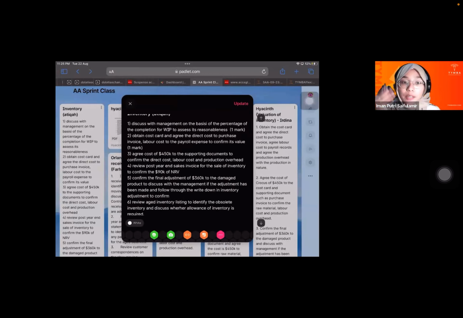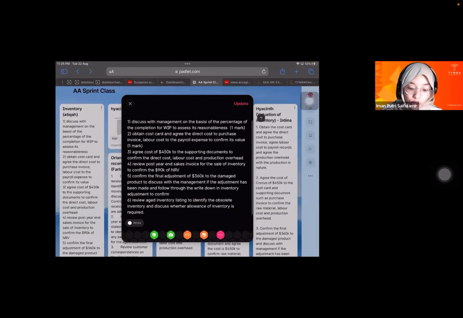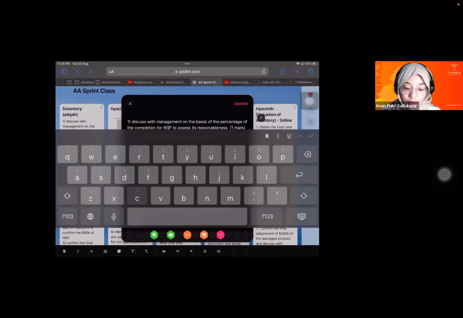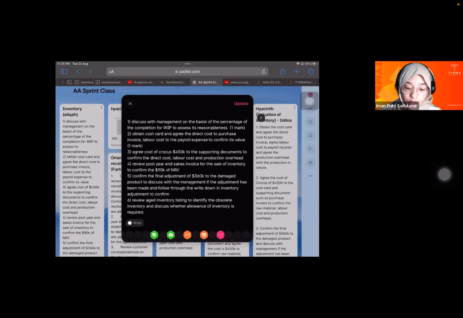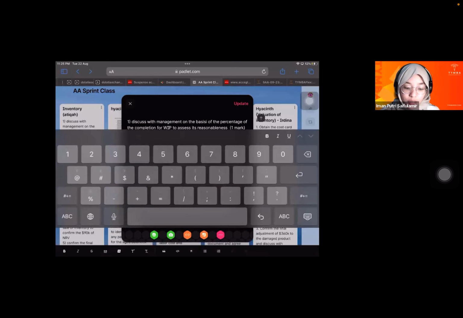Okay, I want you guys to reference that this is specifically for cost of the Crocus. Okay, agree cost of Crocus. Because this is just specifically for Crocus, right? Agree cost of Crocus. This is 1 mark if you include the agree cost of Crocus.